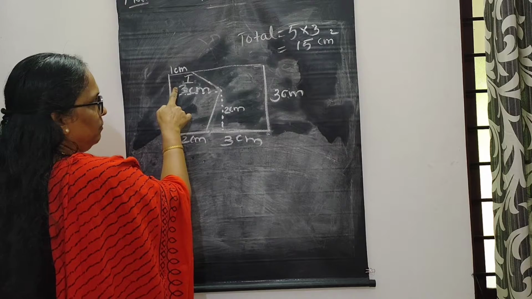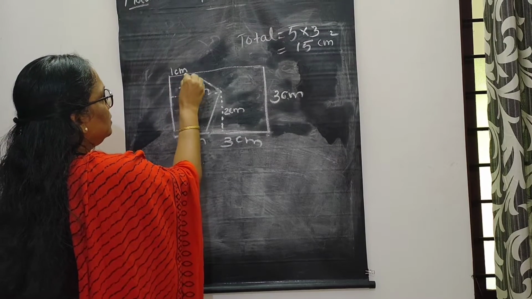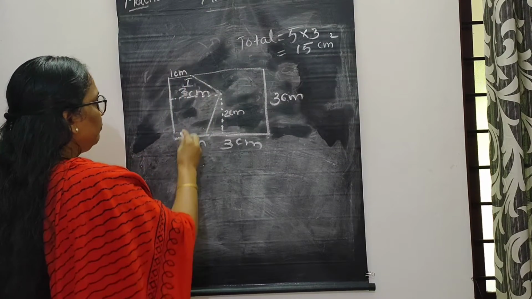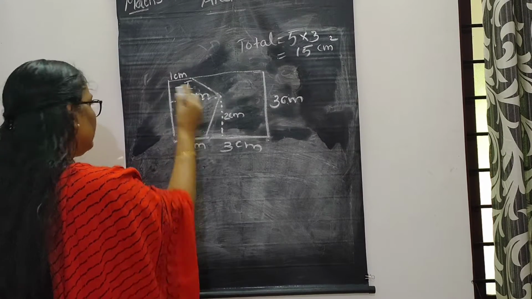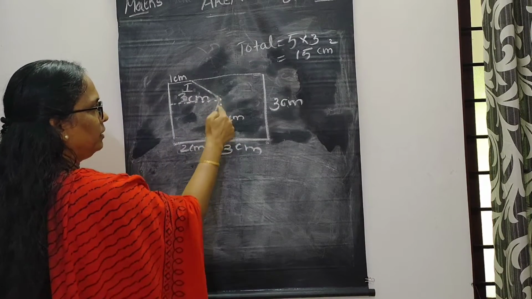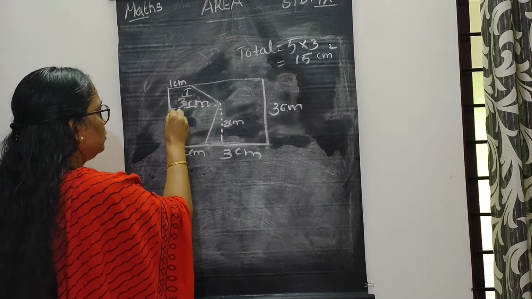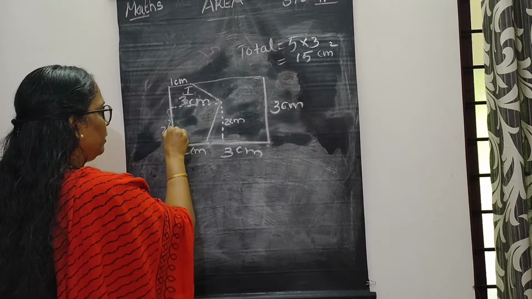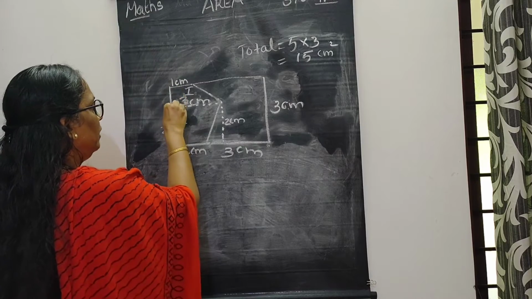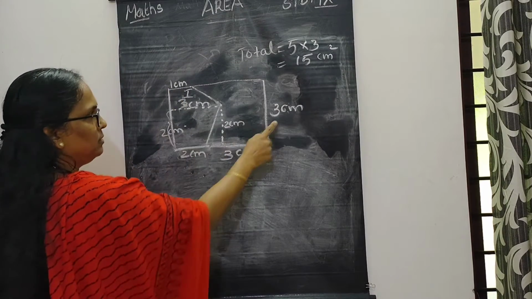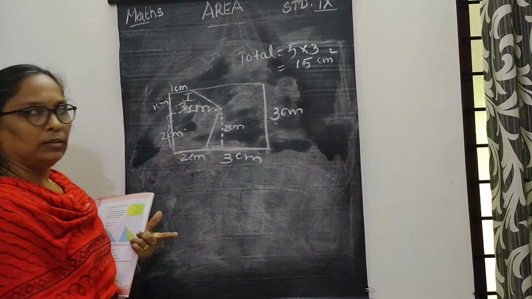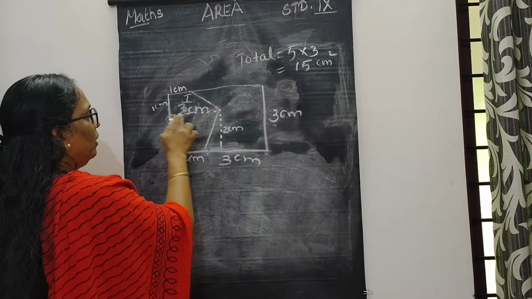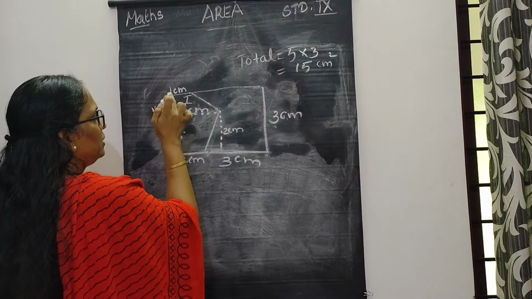So this trapezium, here this side is 1 centimeter, and here this is given as 2 centimeter. So this also will be 2 centimeter. So what will be here? The total length is 3. So this will be 1 centimeter. So we can find the area of this trapezium.